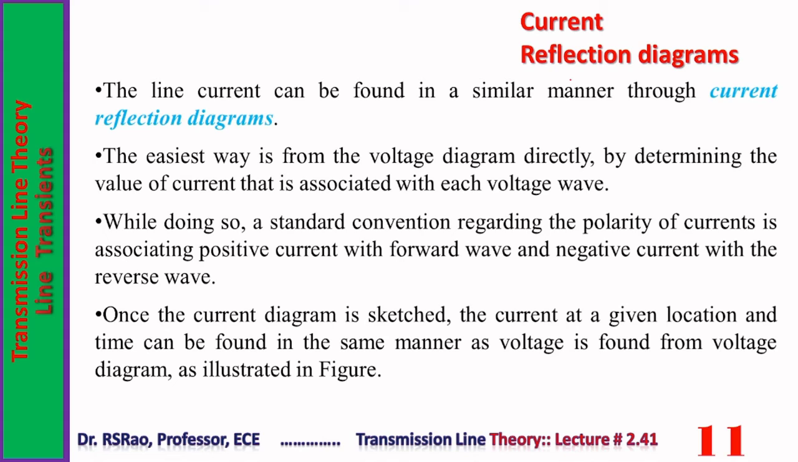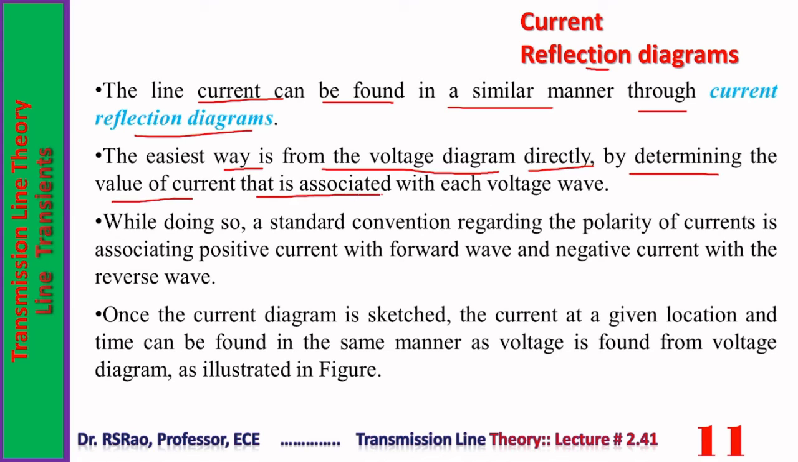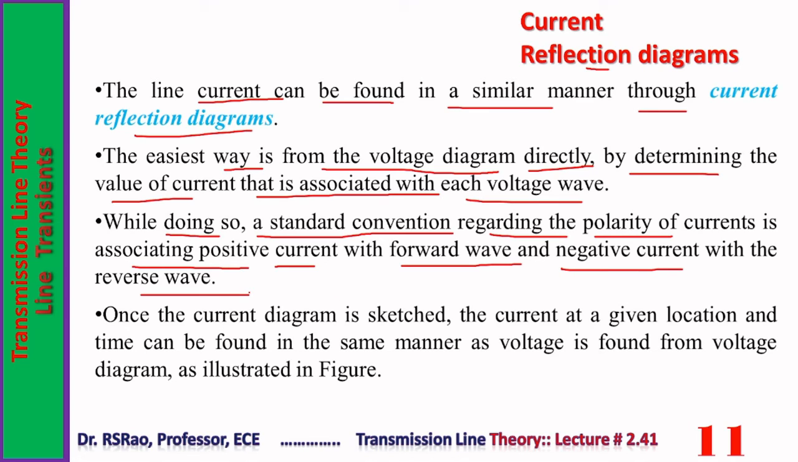After voltage reflection diagrams, now we move to the current reflection diagram. The line current can be found in a similar manner through the current reflection diagram. The easiest way is from the voltage diagram directly, by determining the value of current that is associated with each voltage wave. While doing so, a standard convention regarding the polarity of current is associating positive current with the forward wave and negative current with the reverse wave. Once the current diagram is sketched, current at a given location and time can be found in the same manner as voltage is found from the voltage diagram.